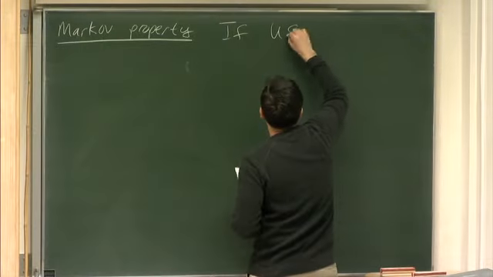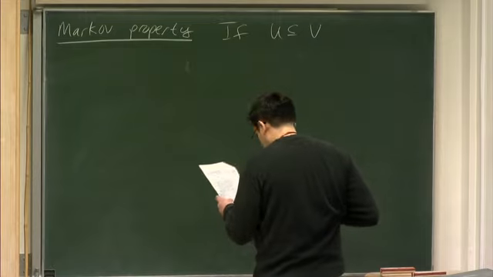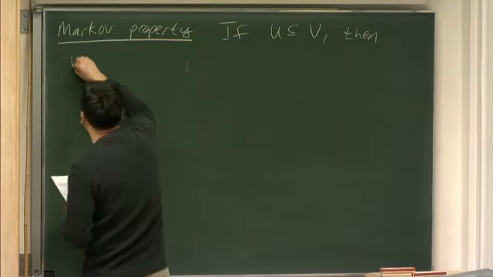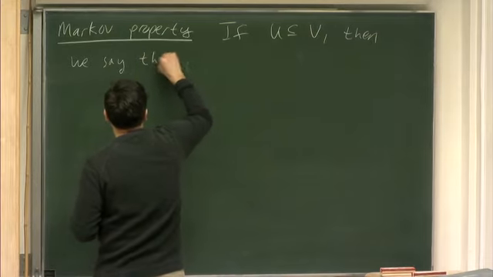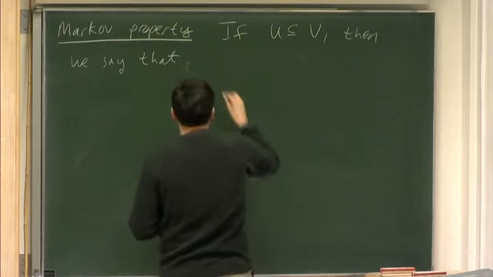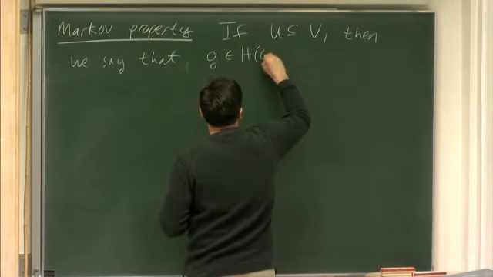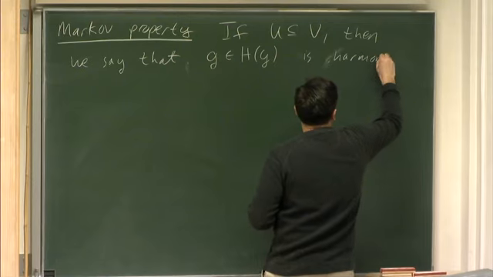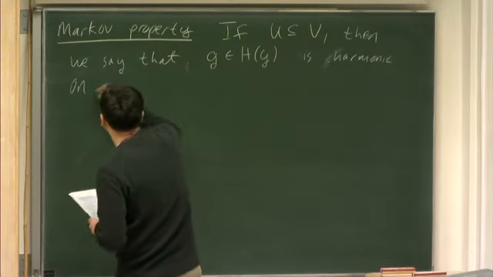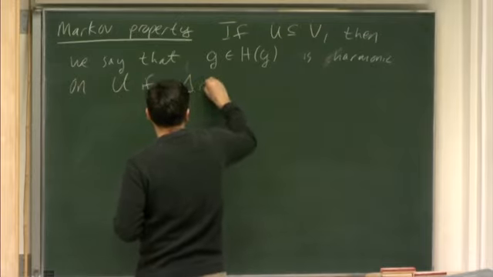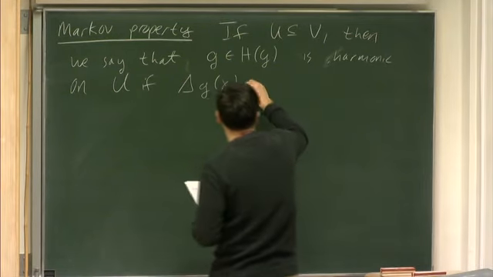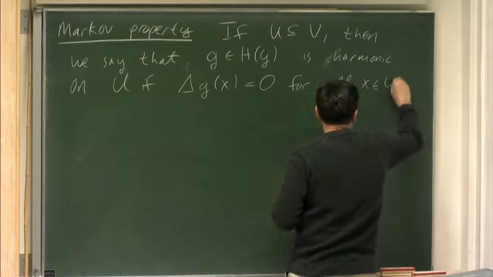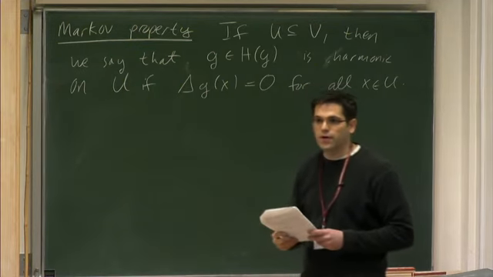So let's suppose that we have a subset of vertices in my graph, U. Then we say that a function, let's say g, on the graph is harmonic on U if the discrete Laplacian of g is equal to 0 for all x in U. So this is what it means for a function to be harmonic.